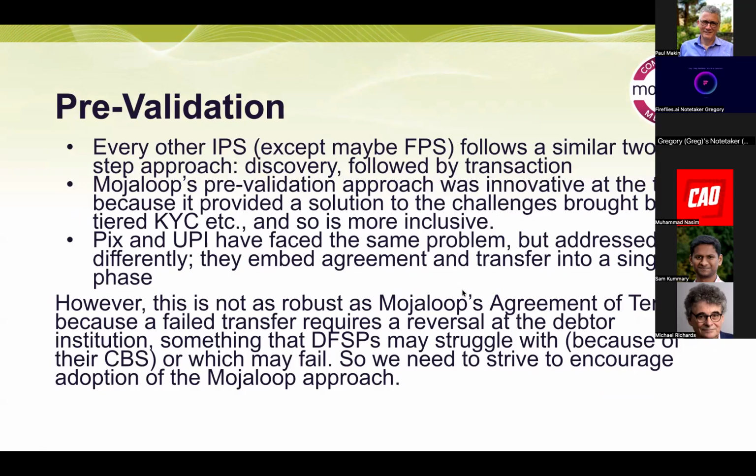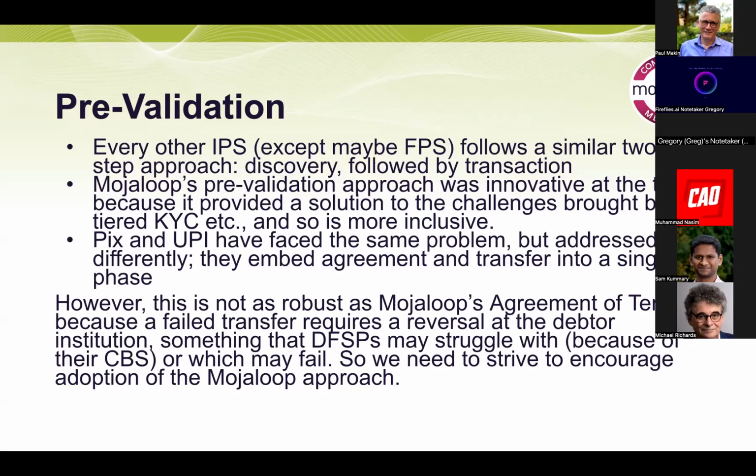Revalidation. Every other IPS, except maybe FPS in the UK, follows a similar two-step approach: discovery followed by transaction. We think that some of the approaches taken by other citizens of the IPS space, people like Pix and UPI, address the problems by embedding agreement and transfer into a single phase. And we know that some of our adopters have said, why can't Mojaloop do this? We think that they're not as good as our approach.